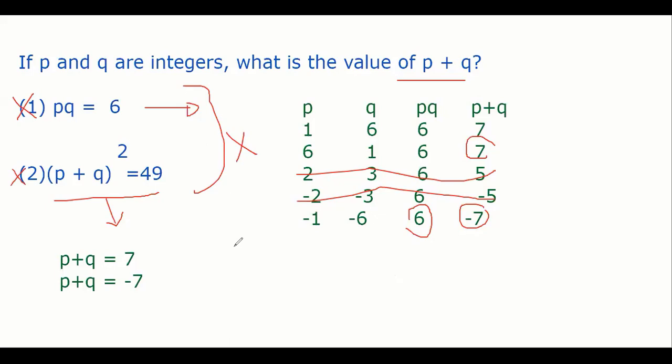Everybody got it or any doubt? Both of them together is also not sufficient, because P plus Q still can be 7 or minus 7. That's why. Good to go? So let's move on.